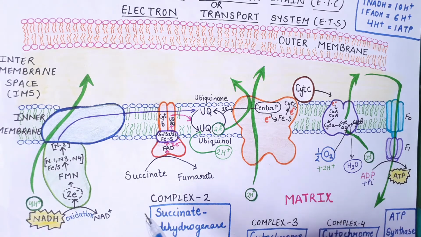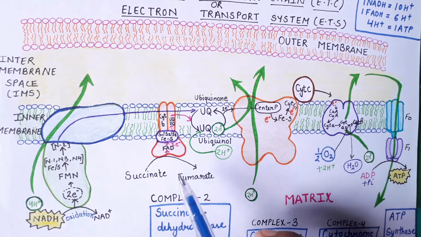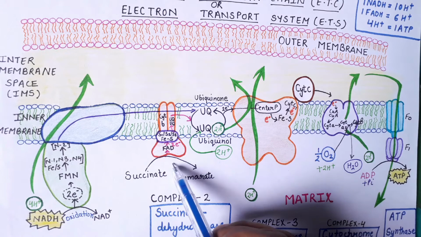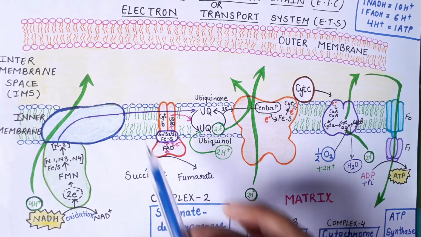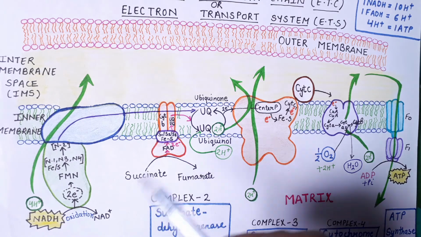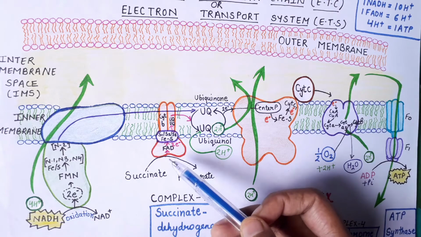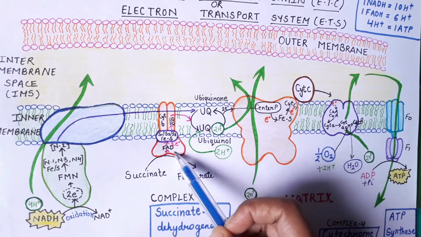Now we are going to discuss the FADH2. The FADH2 that was formed earlier in the Krebs cycle is used here in the electron transport chain, and this is utilized by complex 2. There is no role of complex 1 in the case of FADH2. So the electrons from the oxidation of FADH2 are taken by complex 2.